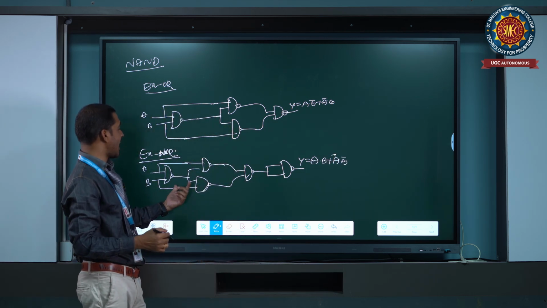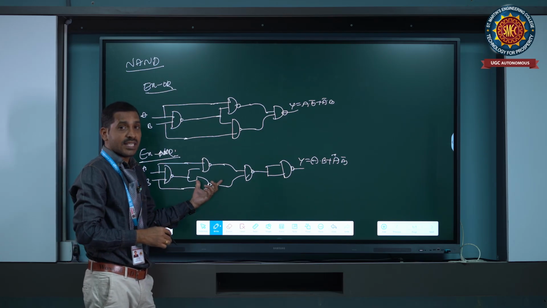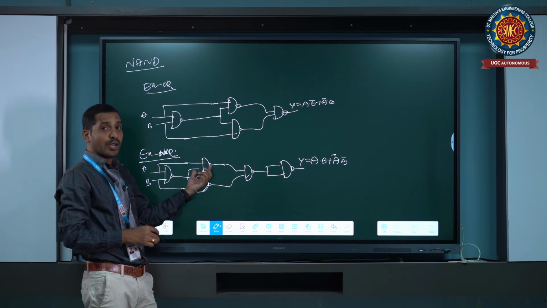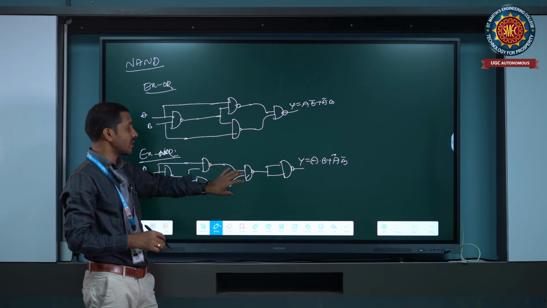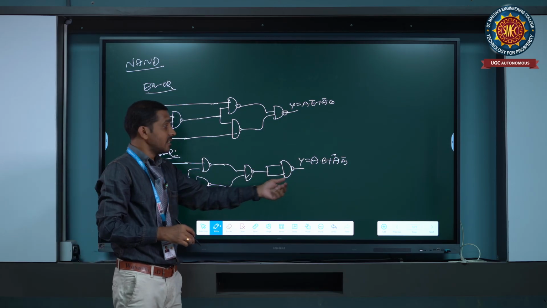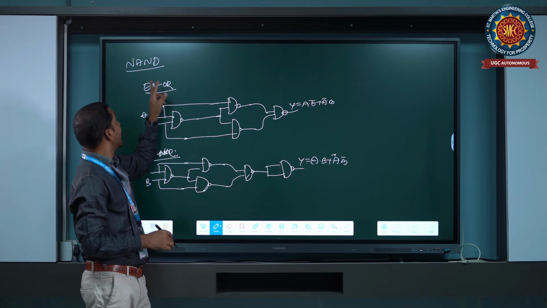Realizing the XOR gate using NAND gates, it will realize the XOR gate using 5 NAND gates. A and B are the inputs. It will give the 2 input NAND gates, and the final output it will give the single NAND gate. It is realizing the XOR gate using NAND gates.